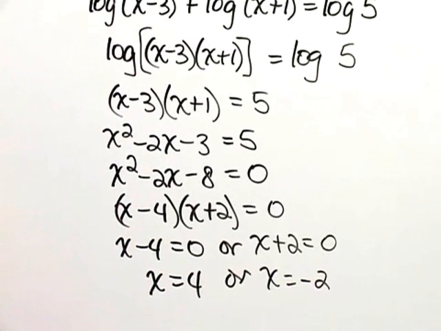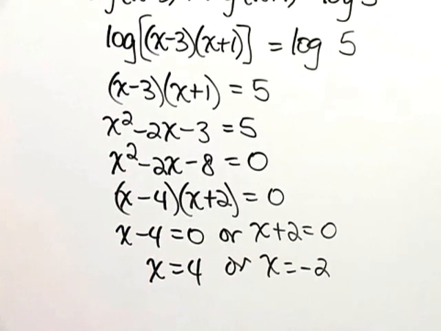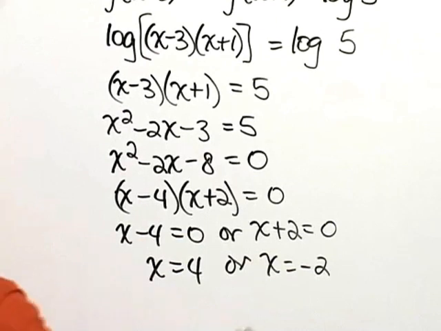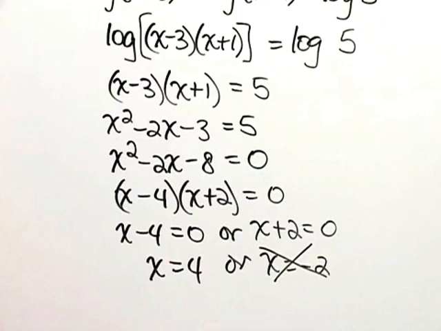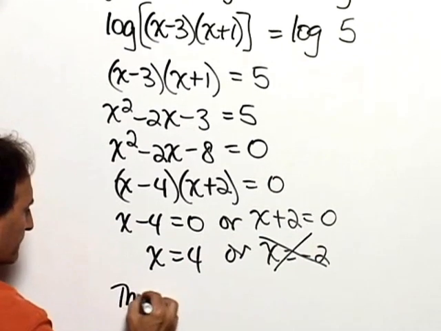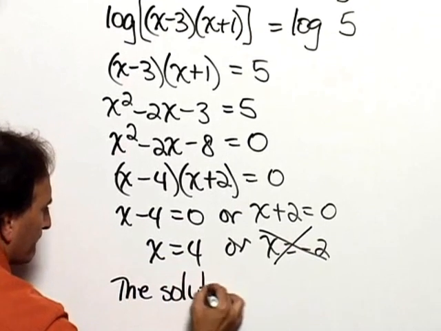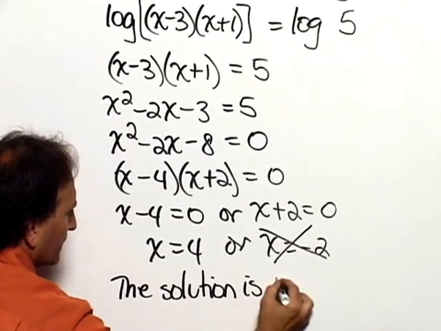If you were to check these answers, which you should do since this is a logarithmic equation, you'll find that x equals minus 2 does not check. And therefore, the only solution is 4.